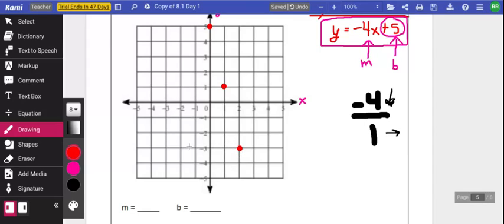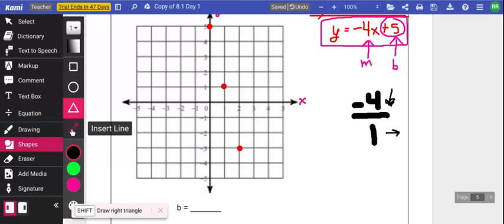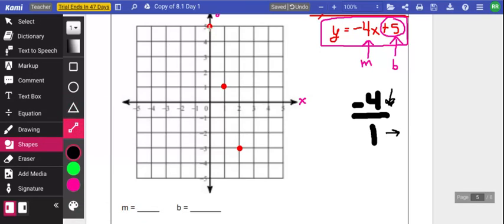Okay, now to connect these dots, I can make a line. Right below the drawing button, there's a shapes button that looks like this. I click on shapes, and then you'll see a line that says insert line. I click on that option. Let me start from this dot. I click on this dot and drag to the dot that I wanted to end with, right there. And there's my line.